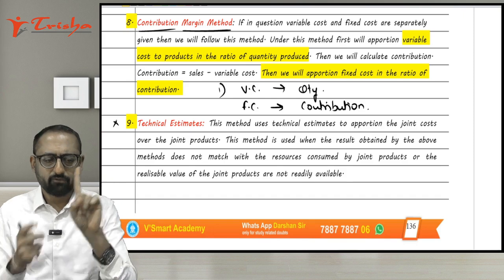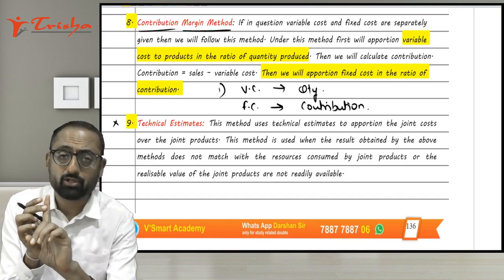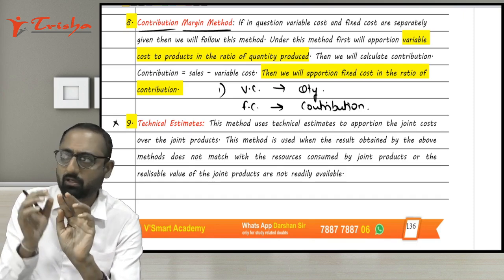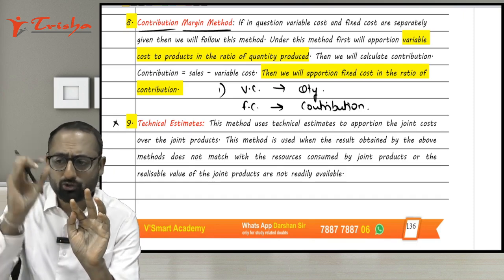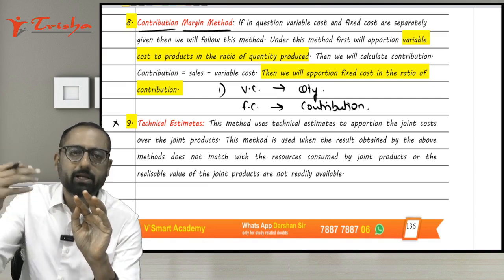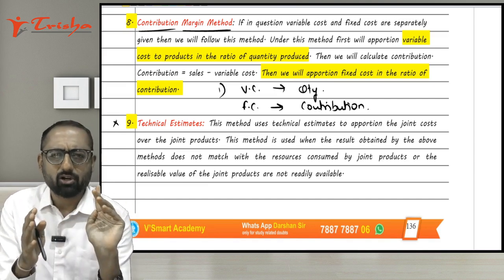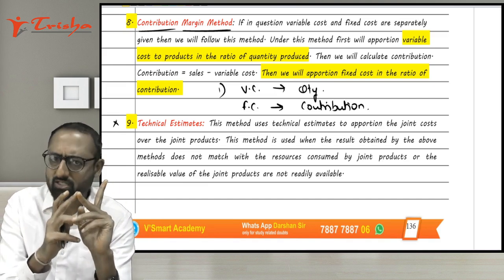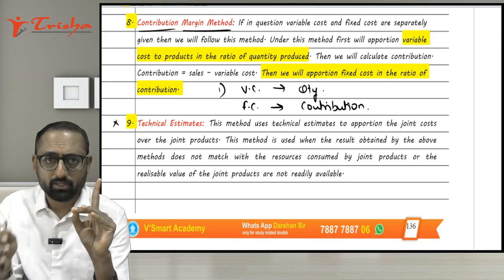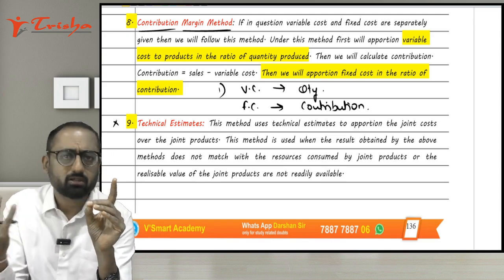First method we have seen, the physical output method. In the ratio of physical quantity, joint cost will be allocated. The second method was the average unit cost method. Under the average unit cost method, calculate first the average unit cost: total joint cost divided by total physical output. The average unit cost per unit will be there, multiply it with the quantity. Third method, sales value at the split off. On the basis of total sales value at the split off, allocate the joint cost. Next, the fourth method was the final sales value method. In the ratio of total final sales value of the products, allocate the joint cost.